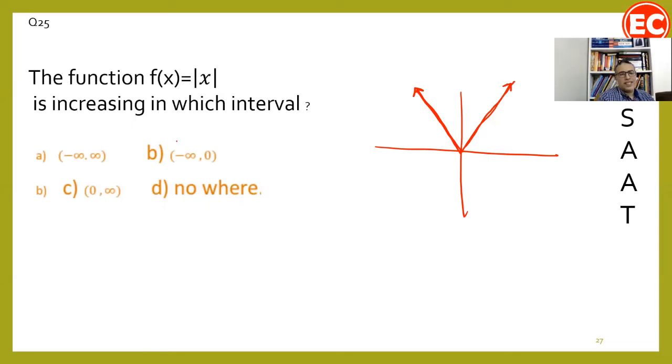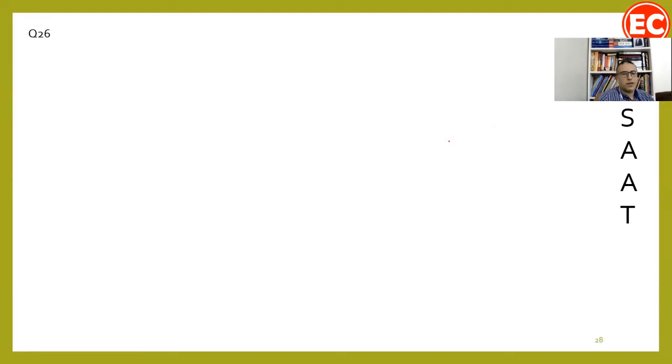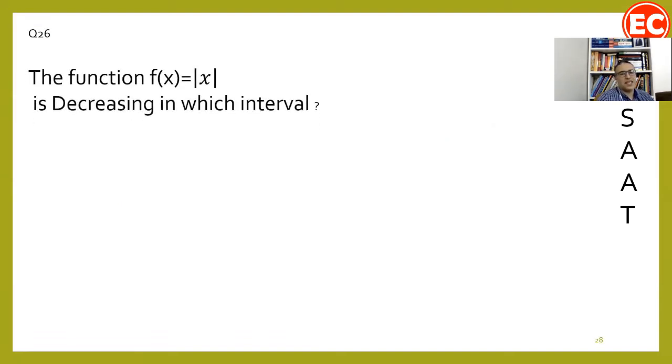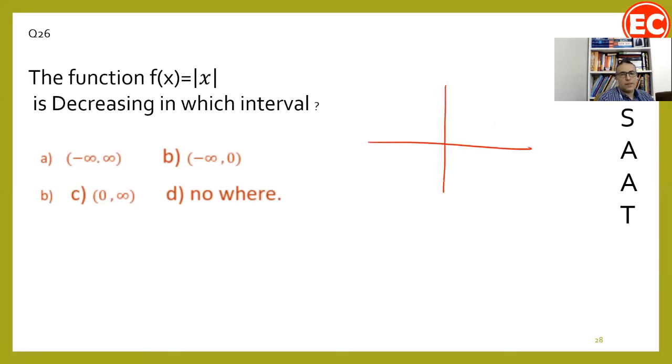So this function is increasing from 0 to infinity. Infinity on the y-axis? No, on the x-axis. When x increases, the value increases. The second one is when the function is decreasing. Here is the function; it decreases when you are going from left to right, so going down from negative infinity to 0. So this function is decreasing from negative infinity to 0.